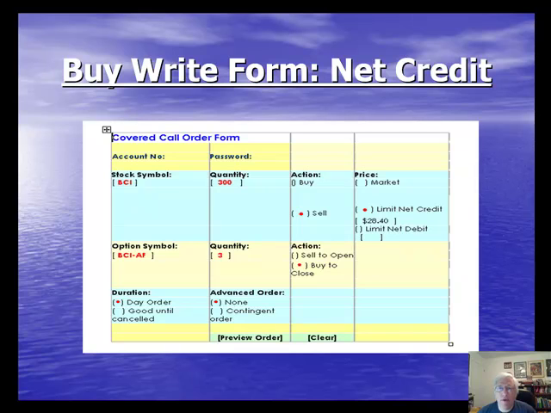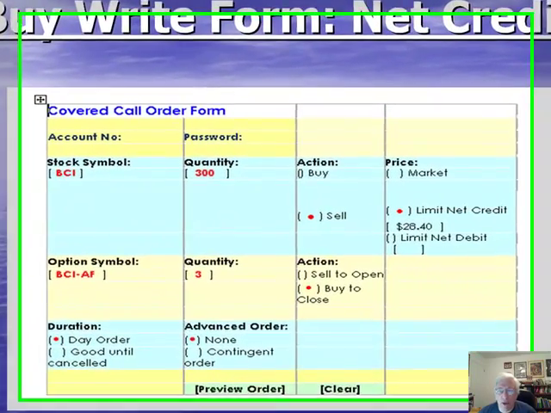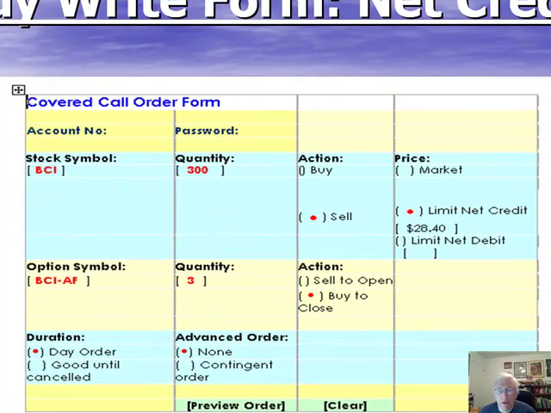Now, on the other hand, if we've entered into this position and now we want to exit it, we would exit it via a net credit. At the top of the screen, you see we're now going to sell the 300 shares, and in the middle of the screen, buy back the 3 contracts. Once again, the duration is for the day only, and there are no special instructions. In the right-hand column, you'll see that we entered a net credit order for $28.40, which means that we're going to receive $28.40 or more in order for this trade to be executed.